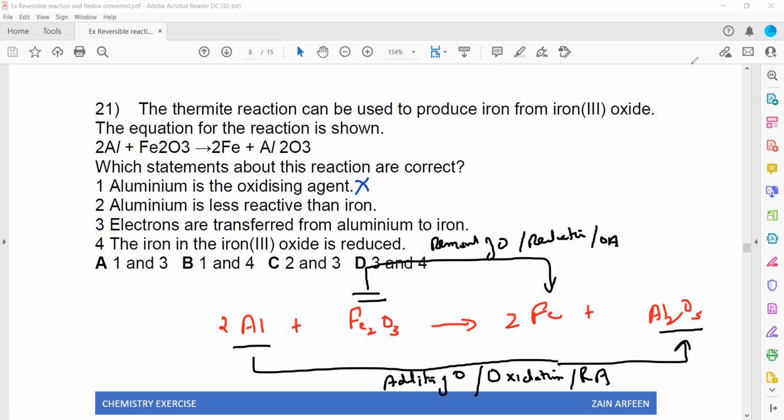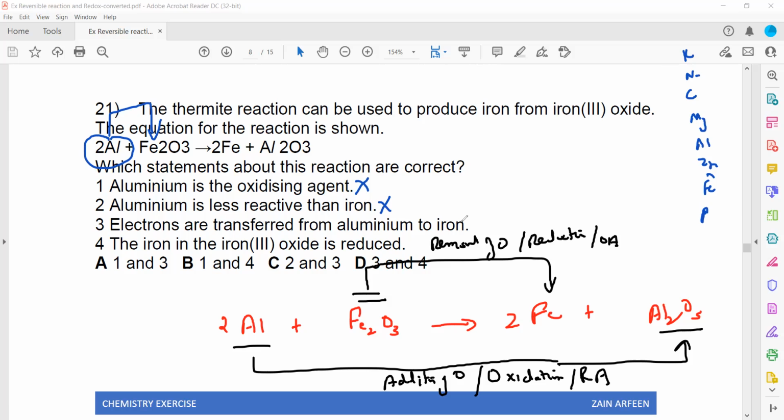If we write the reactivity series, we have potassium, sodium, calcium, magnesium, aluminum, zinc, iron, lead. So when you check, aluminum is not less reactive, aluminum is more reactive. And because this reaction occurs, it shows that aluminum is more reactive. Aluminum is able to displace iron from its compound.